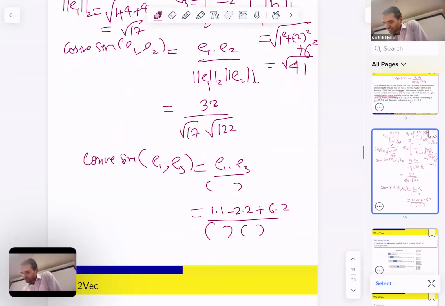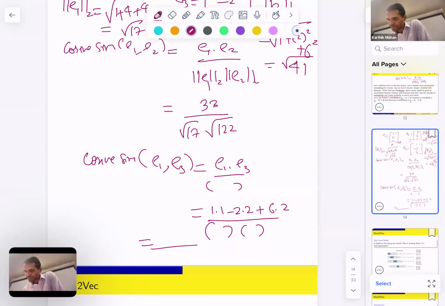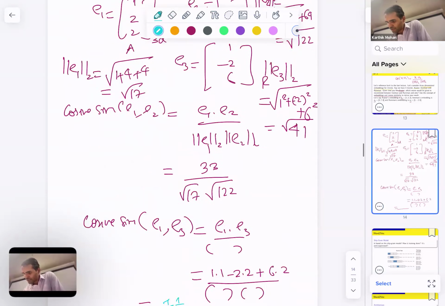Okay. So this is 1 minus 4 plus 12, so that's 9. So the similarity is equal to 9 divided by square root 17 and square root 41.